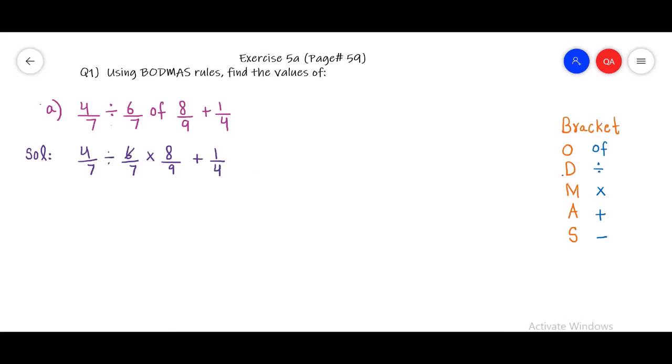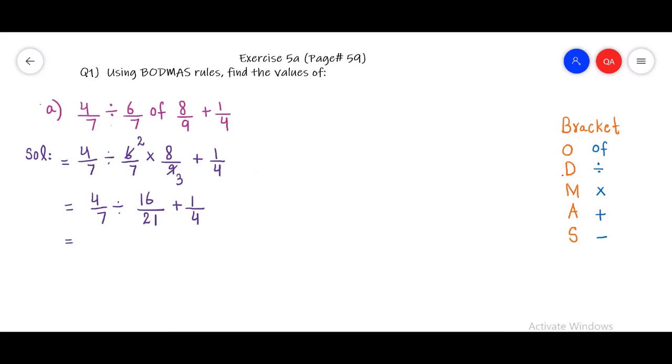Now we will take cross cancellations. 3 2s are 6 and 3 3s are 9. Here no more cancellation is possible. So we will multiply numerator with numerator. 2 8s are 16 and 7 3s are 21, plus 1 by 4. Remaining terms we will write as it is.